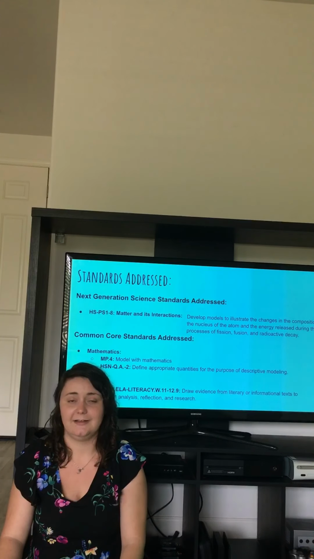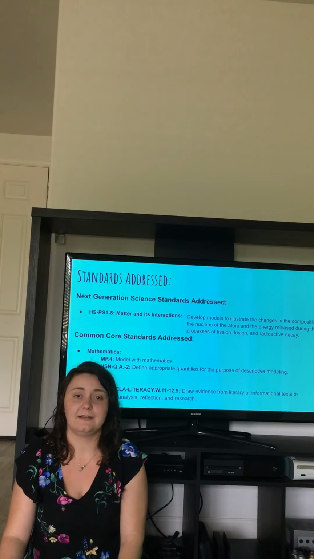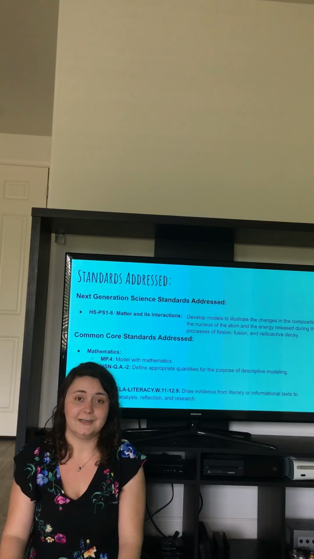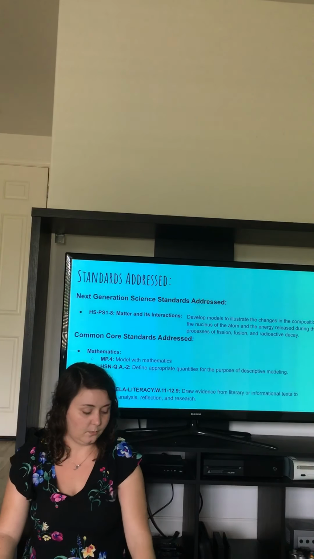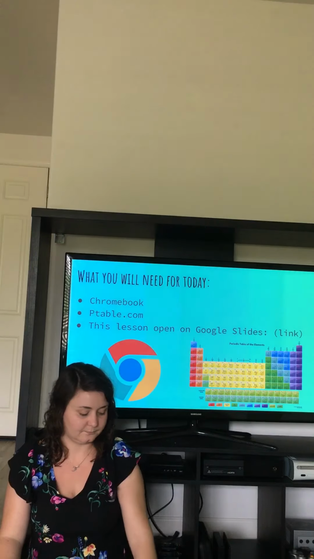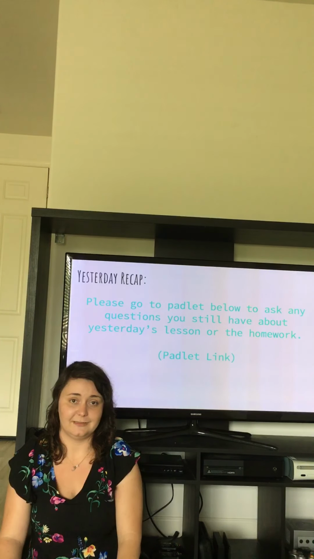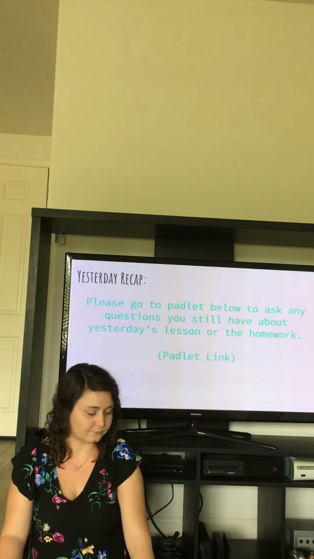Prerequisites that students will have prior to this lesson is background knowledge on the composition and structure of the nucleus, how to use a Chromebook and access the internet, and how to navigate Google Slides. So to begin the lesson, I will just put up a slide of what the students will need to be prepared. Then I will do a simple Padlet to do a recap of the prior day's lesson, having students ask any questions that they still might have, and also to get their minds working.